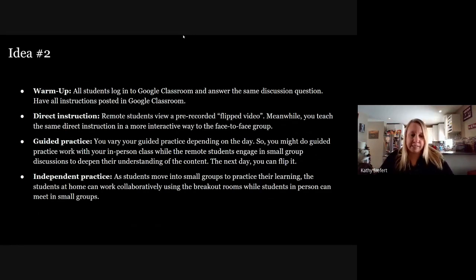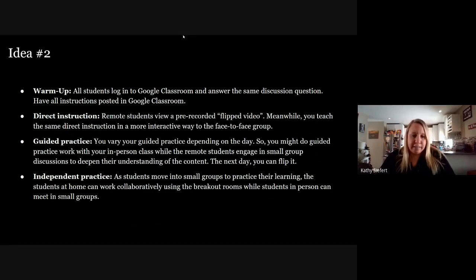Moving on to the guided practice portion of the lesson, it might vary. So you might do guided practice work with your in-person students while the remote students are in a small group or even working independently. And then the next day, you flip-flop that. And so this is great because both groups will be getting the same amount of time of direct instruction with the teacher, but then they're also getting that teacher's individual attention using this strategy here. So that's pretty powerful.